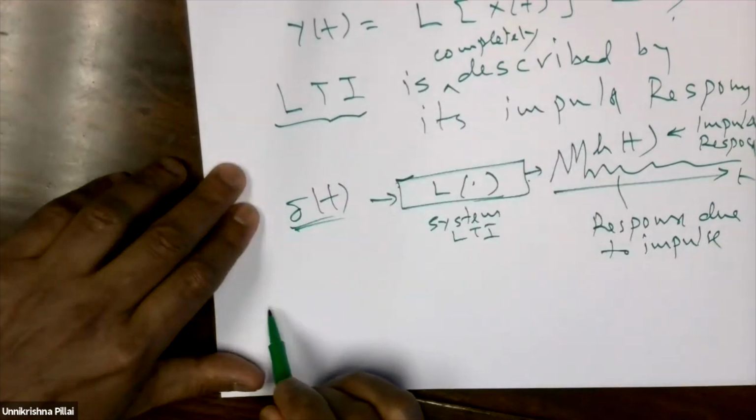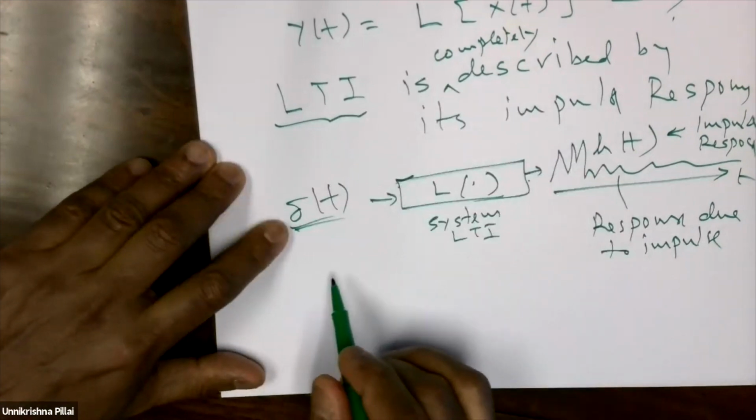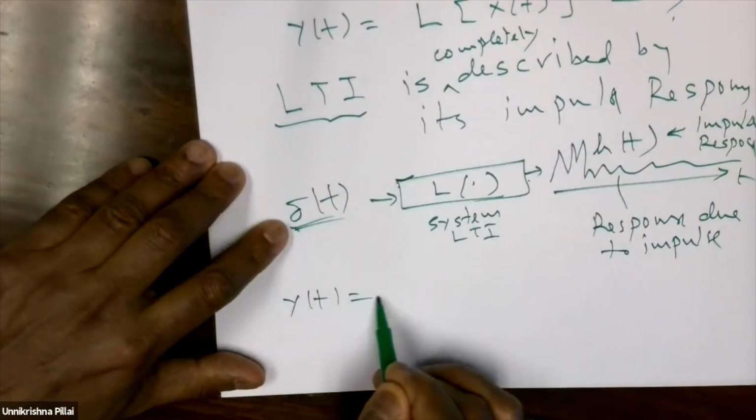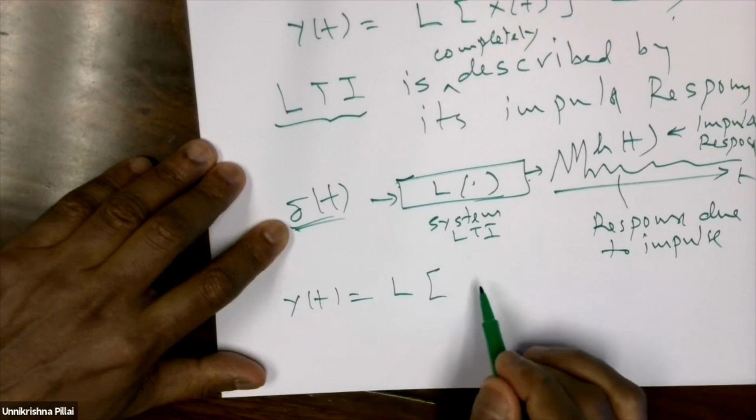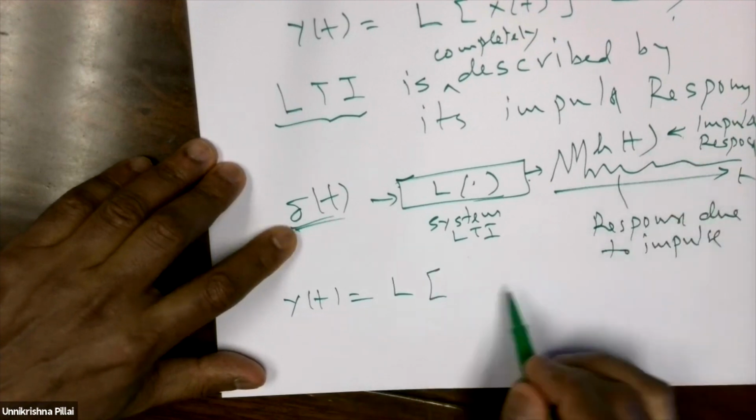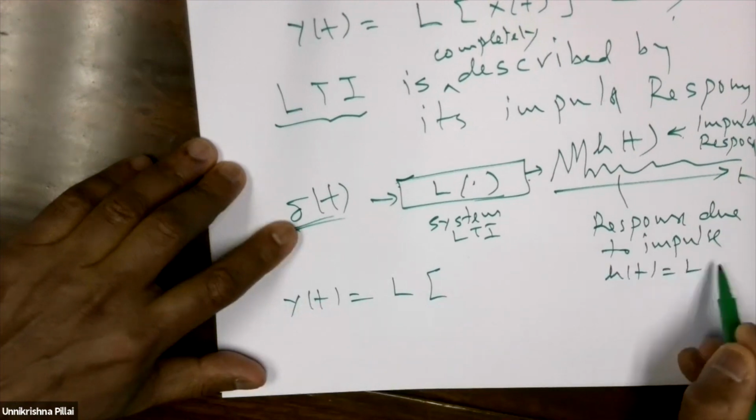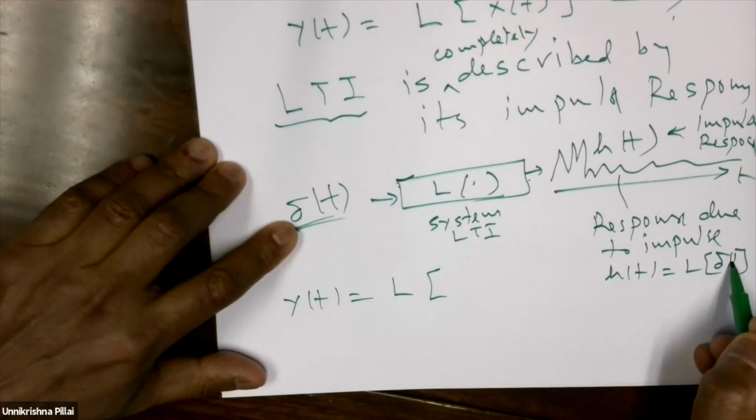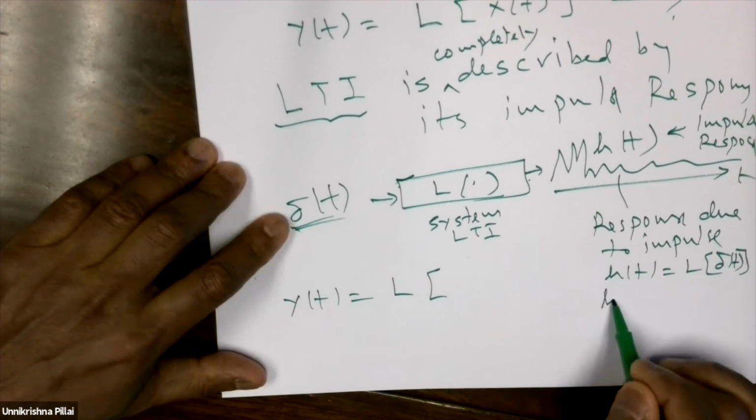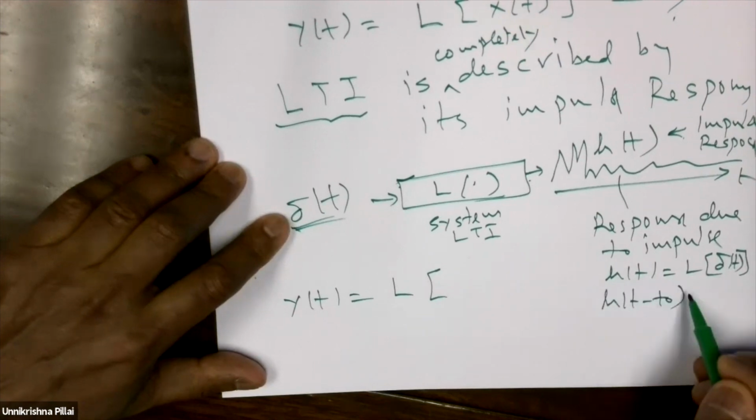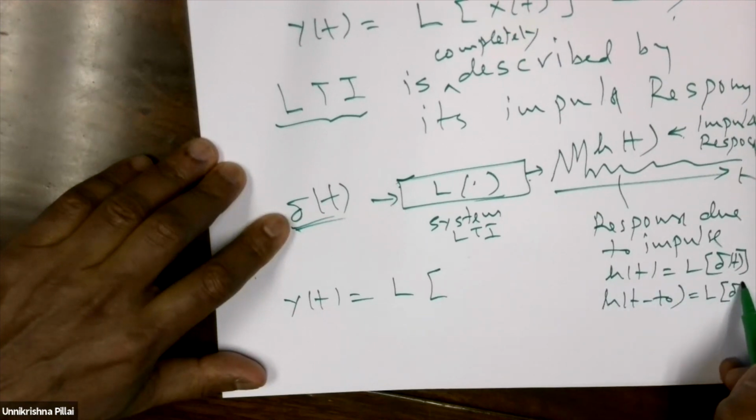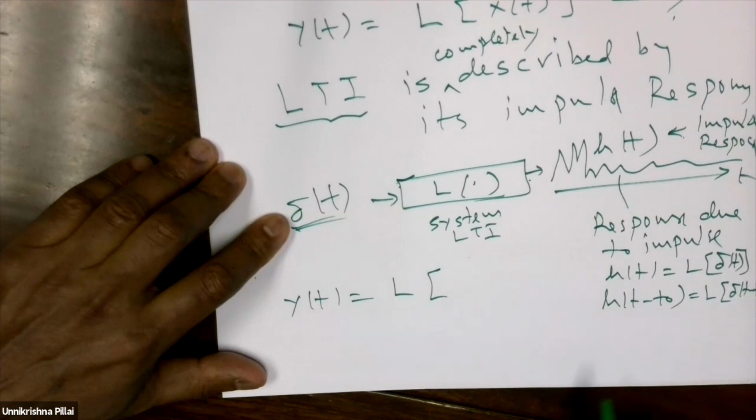Now let's look at y of t. So y of t is of course L of... If you want, you can write it here: h of t is equal to L of delta t. That's what it is, right? So h of t minus t naught, because it's a linear time invariant system, will be the response of delta t minus t naught.